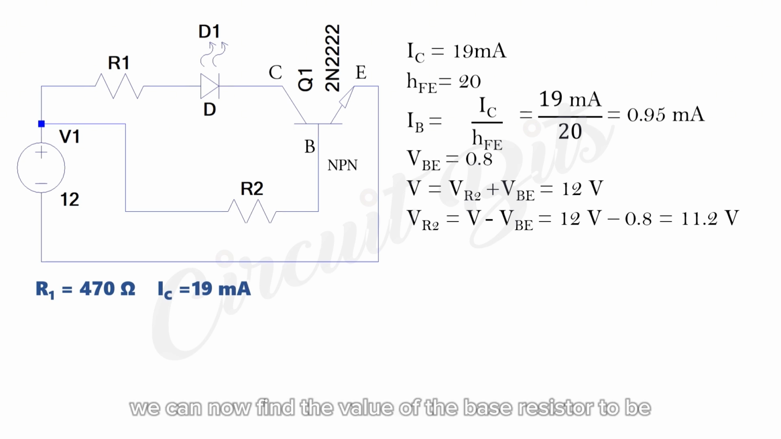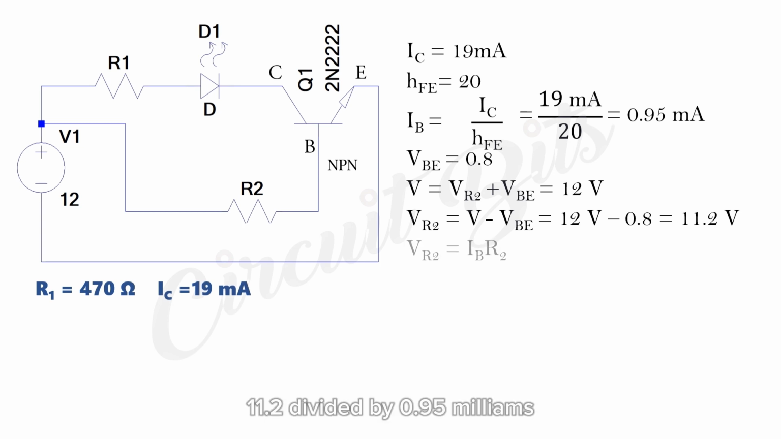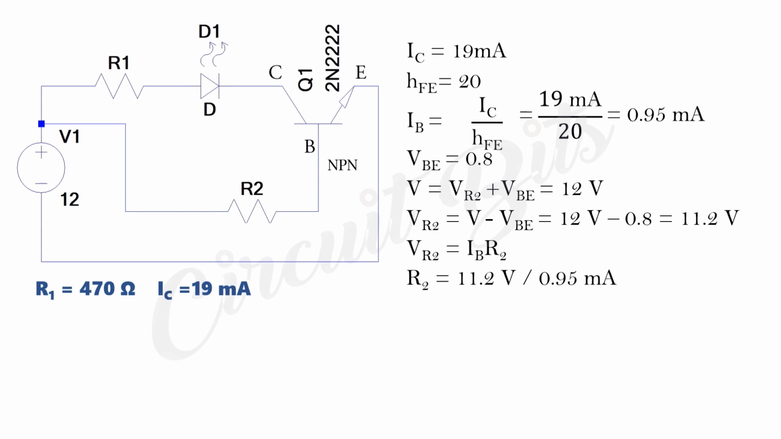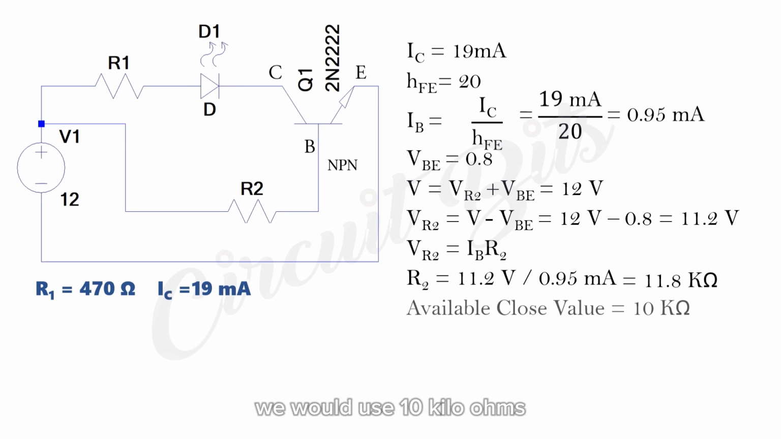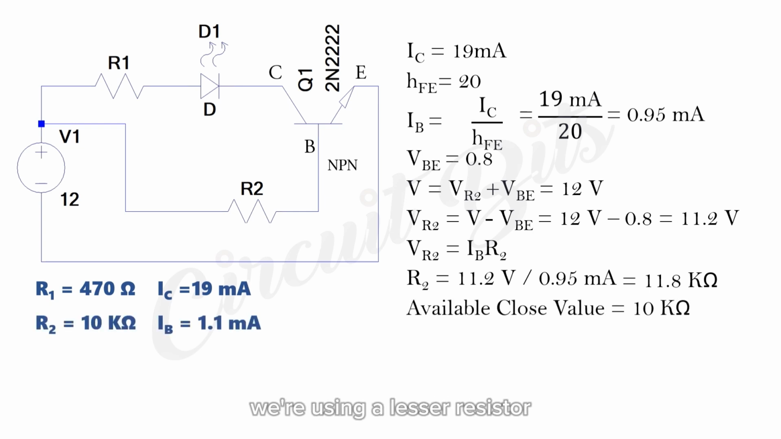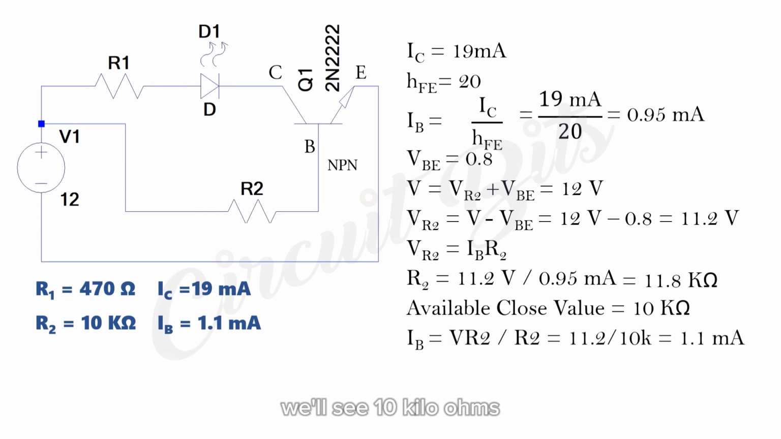With this, we can now find the value of the base resistor to be 11.2 divided by 0.95 milliamps, which gives us 11.8 kilo ohms. Since we can't get an 11.8 kilo ohm resistor, we would use 10 kilo ohms. We're using a lesser resistor because we want to ensure enough current flows in to get us to saturation. If you calculate backwards, you'll see 10 kilo ohms will allow a current of 1.1 milliamps.